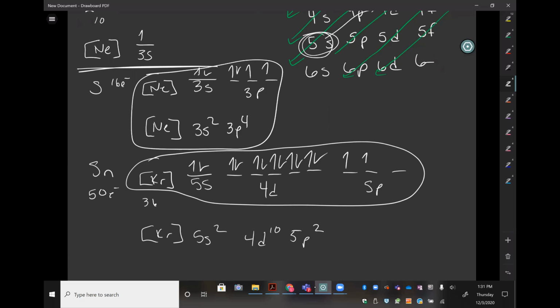I hope this has helped you guys in figuring out electron configurations and noble gas configurations and orbital diagrams. Good luck, and I wish you guys all nothing but the best.